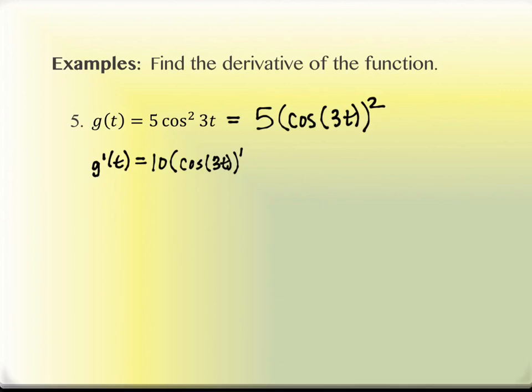What's the derivative of cosine of something? Yeah, it's negative sine, and again, of the same inside function, in this case, 3t. Okay, so first I did the derivative of the power of 2, and I'm working my way inward. Now I did the derivative of cosine, and then I'm going to work my way inward one more time, and I need the derivative of 3t. So what is the derivative of 3t? Just 3.